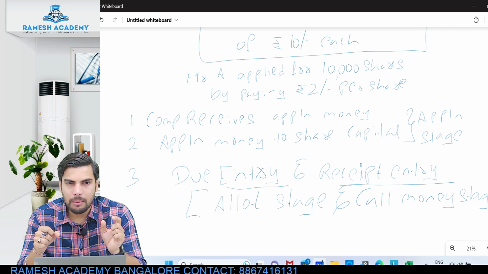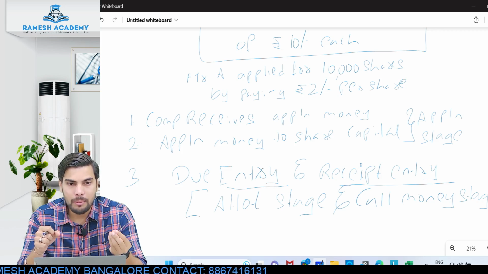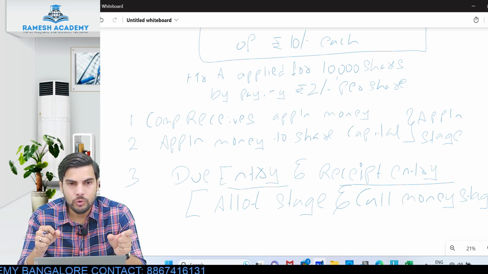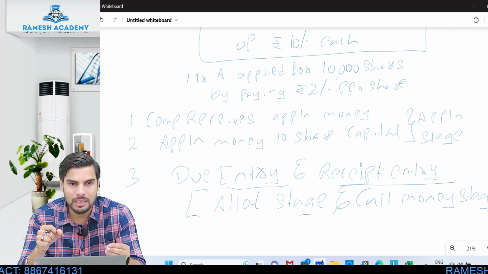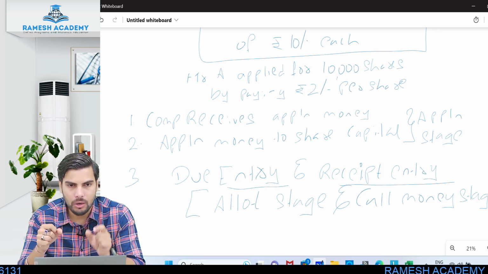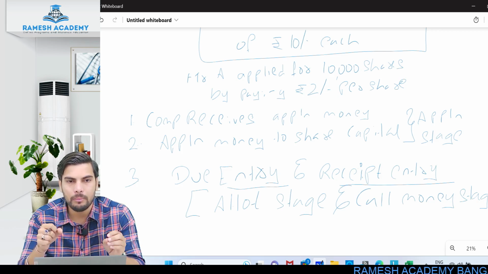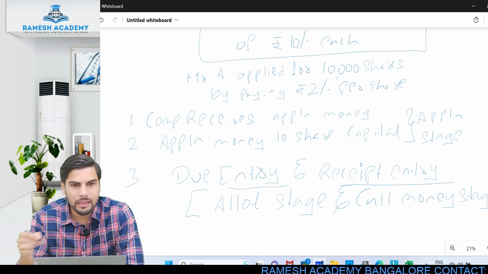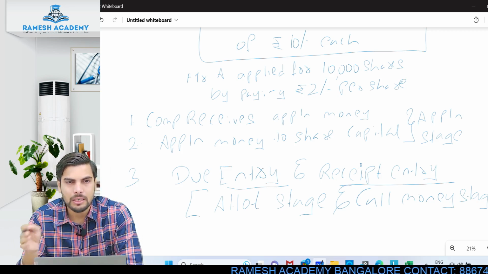So why do you think the company will be passing the due entry first? Because the company has got a clear picture of how much is the amount which is due. Is it due from 10,000 shareholders, 20,000 shareholders, 30,000 shareholders? The company will have a clear picture about the numbers. So that is why it can pass this entry: allotment money is due from 10,000 shareholders. It will have a clear idea about how many shares the company has to collect this allotment money for. So that's why from the second stage and then onwards it will be passing the due entry first and then the receipt entry.